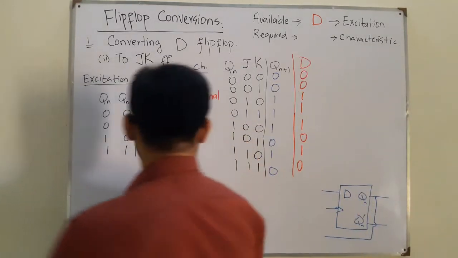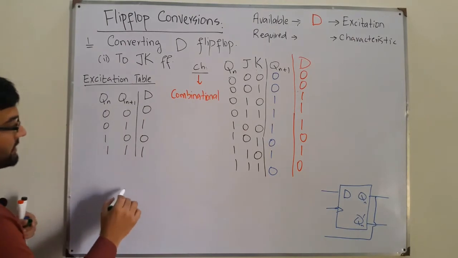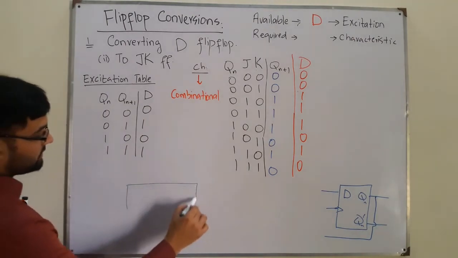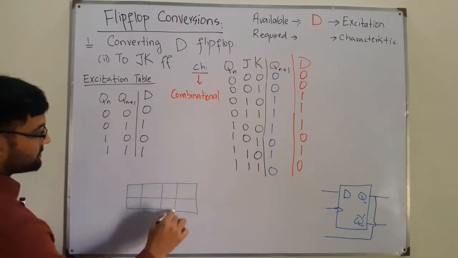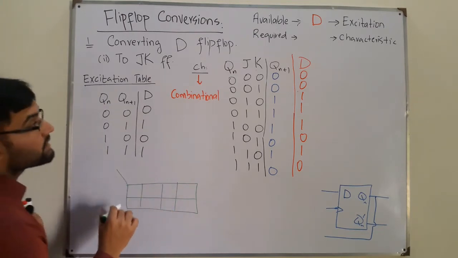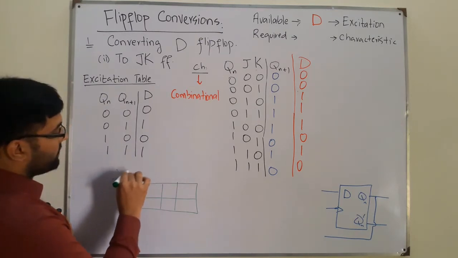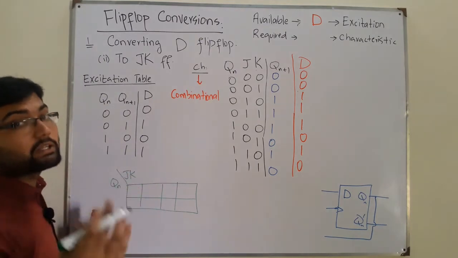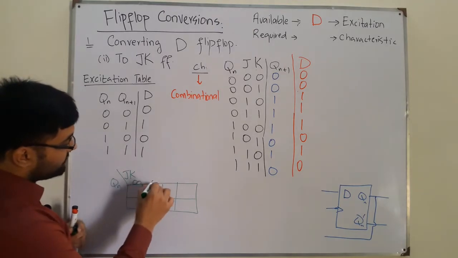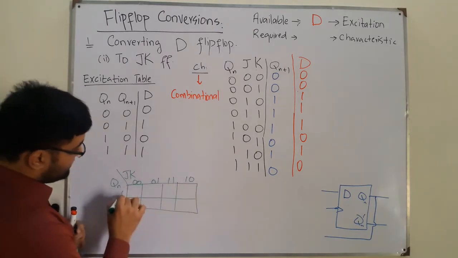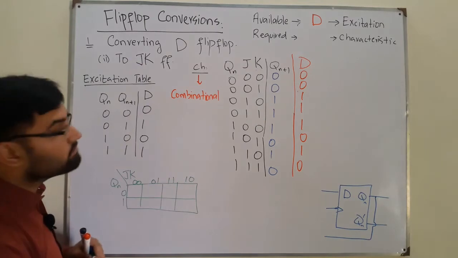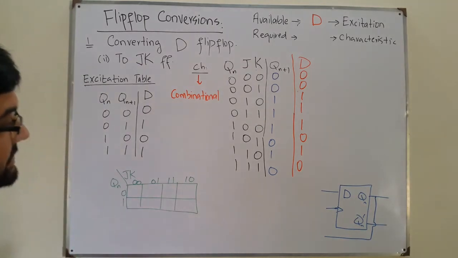Now you simplify it, the equation for D, with the help of K map. So we're finding K map useful, huh? While we started it, we didn't know where we were going to use it. But you see how much we have used this K map since we have started studying it. It has major applications, all right?